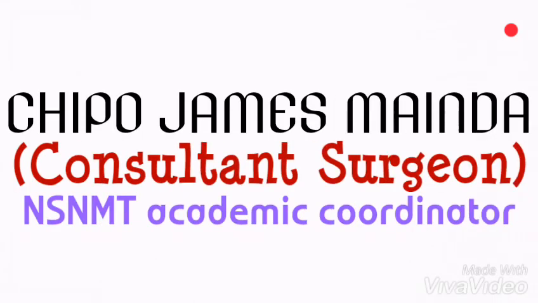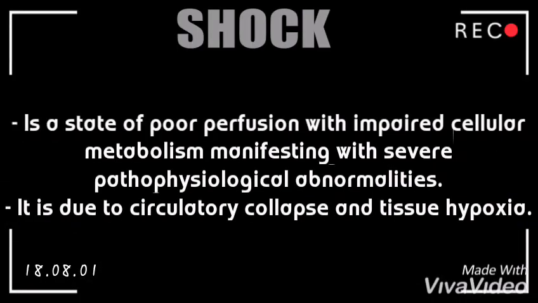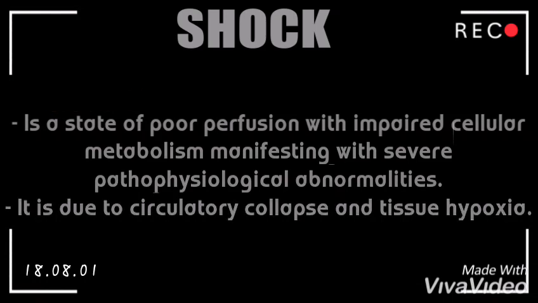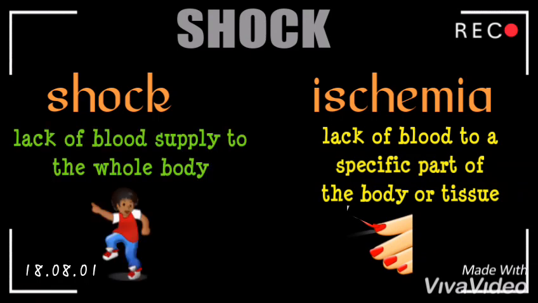Today's topic is shock. Shock is a state of poor perfusion with impaired cellular metabolism manifesting with severe pathophysiological abnormalities. It is due to circulatory collapse and tissue hypoxia. To understand this topic, you first need to know the difference between shock and ischemia. Ischemia is simply lack of blood to a specific body part or tissue, and in contrast, shock is lack of blood supply to the whole body, and this can lead to multiple organ failure if not treated early.